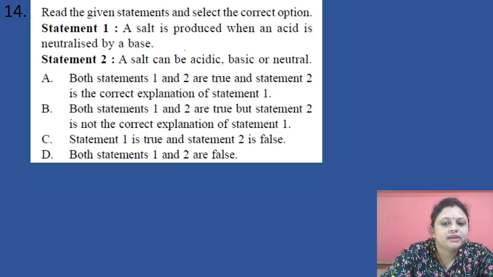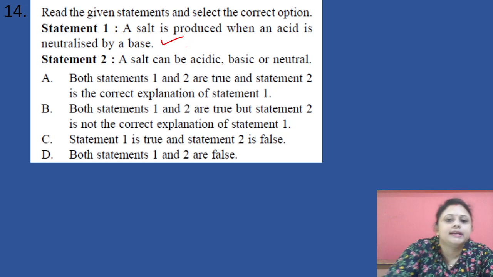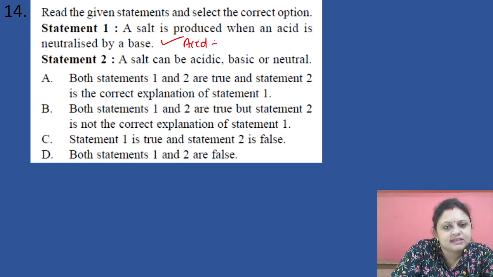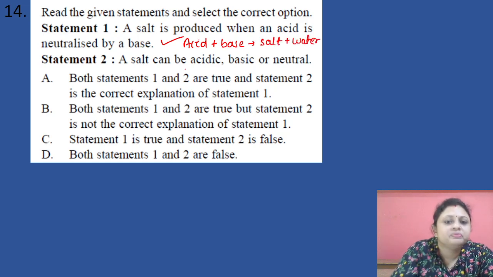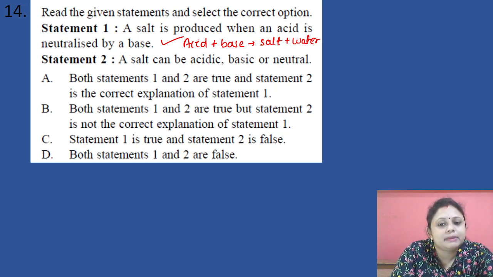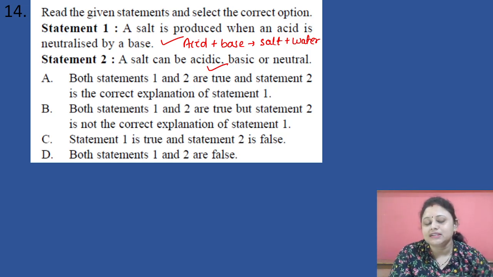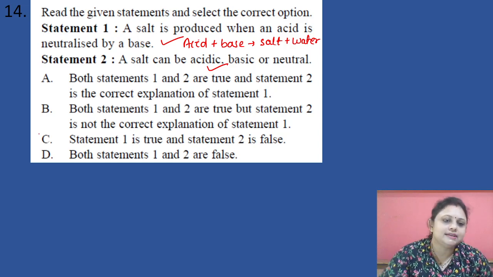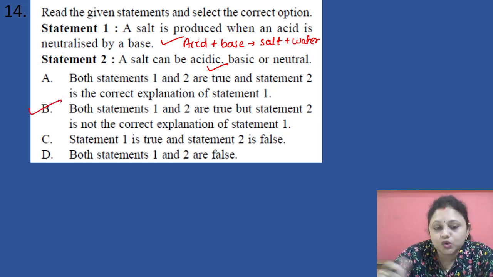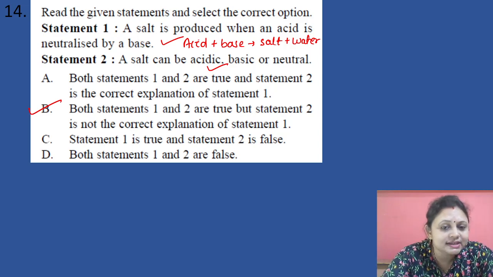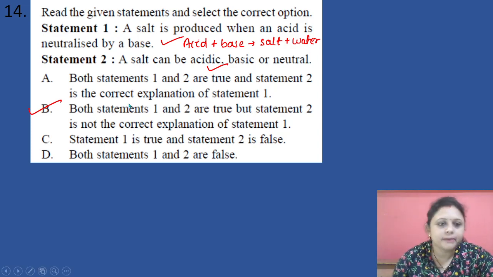Okay. So here, salt is produced when an acid is neutralized by a base is correct. When an acid reacts with a base, it gives rise to salt and water. Okay. Next one, a salt can be acidic, basic or neutral in nature. Yes, this one is also correct. But statement 2 is not the correct explanation for statement 1. That's why, yes, option B, both statements 1 and 2 are true, but statement 2 is not the correct explanation of statement 1. Okay.